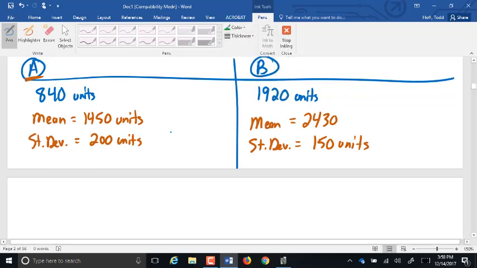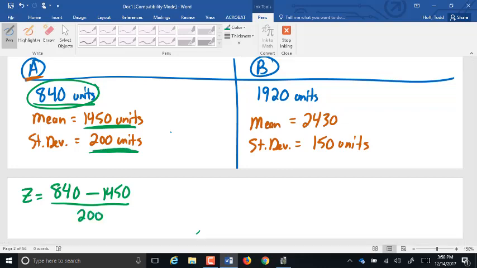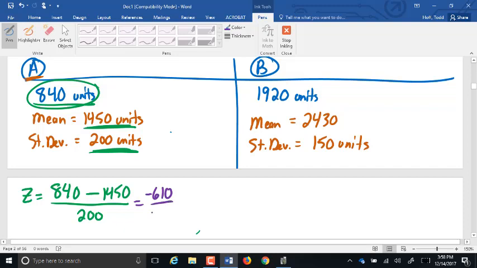So to compare those, it's called standardizing them to their own population. We calculate a z-score. The z-score is going to equal the number. So for employee A here, the number they produced is 840 units. We subtract the mean of 1,450 units, and then that's going to be divided by the standard deviation of 200. So 840 minus 1,450 is a negative 610. Divided by 200 is a negative 3.05.